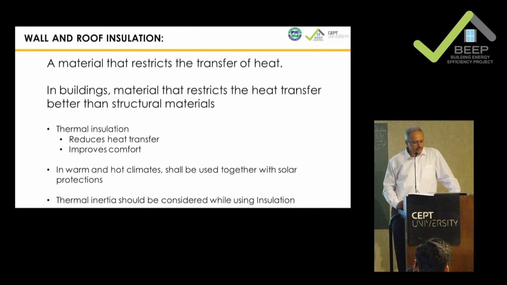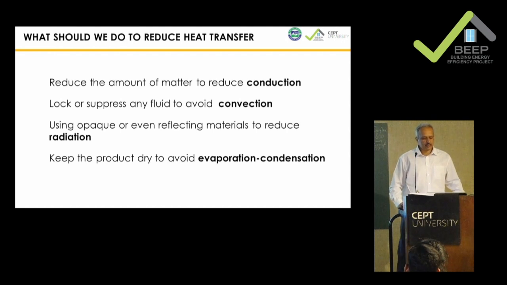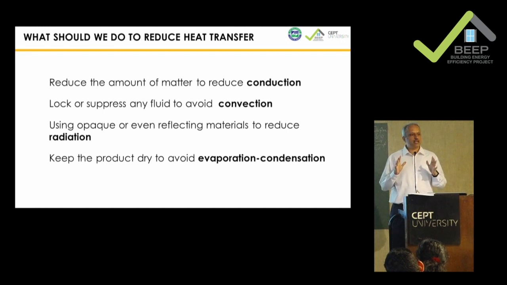So you have thermal insulation which reduces the heat transfer and improves comfort. In warm and hot climates, it should be used along with solar protection. We'll talk about that in a while. And thermal inertia should be considered while using insulation. Now, this thermal inertia or specific heat, the way I explain that is a raincoat versus a kumbal, a blanket. For a while, just put this in your mind that insulation is like a raincoat.